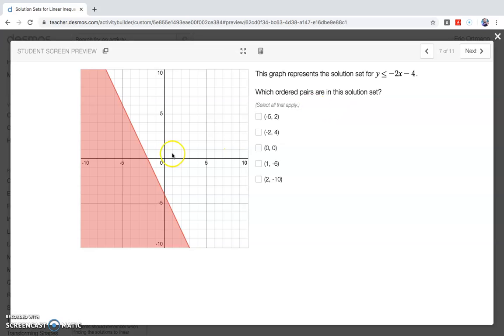On the slides that follow, it's going to be similar practice, but instead of being able to move the dots, you just want to see -5, 2. If I go to -5, up 2, that's in the shaded part, so it's a part of the solution set. -2, 4. -2, up 4. That is white, so it's not going to be shaded. 0, 0. 1, -6. If I go to 1, -6, that is on the line. If the line is shaded, then is it a part of the solution set? It is. So as you move forward, I want you to think about these examples.